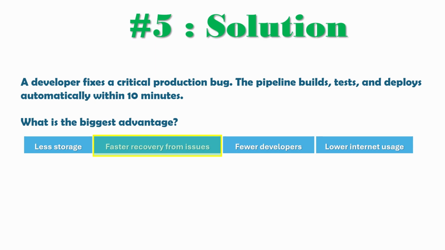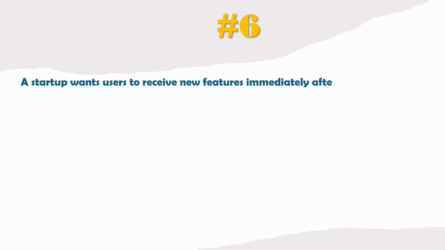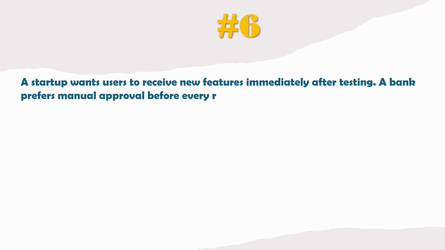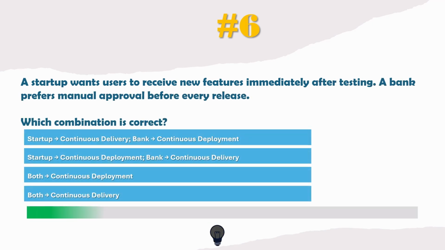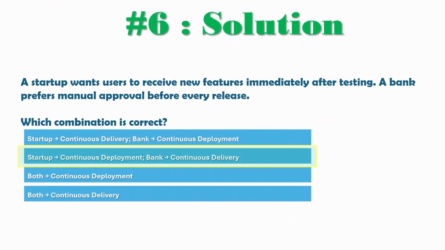A startup wants users to receive new features immediately after testing. A bank prefers manual approval before every release. The correct option is B. Startup leads to continuous deployment and bank leads to continuous delivery. Startups usually prioritize rapid innovation, so automatic deployment helps them deliver features quickly. Banks prioritize security, compliance, and risk management, so manual approval is essential.